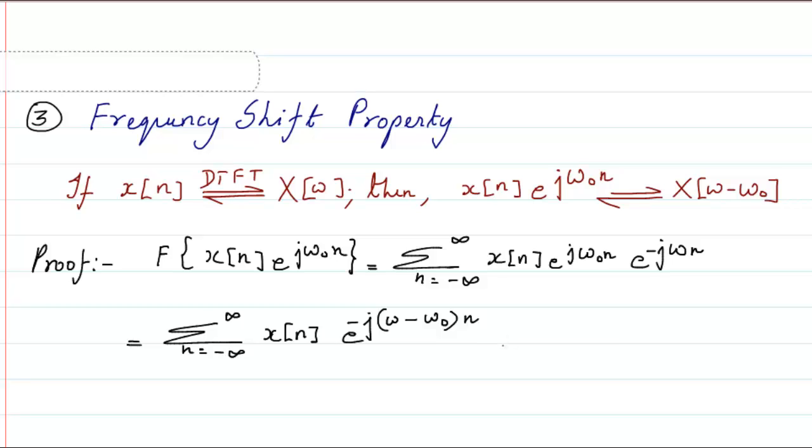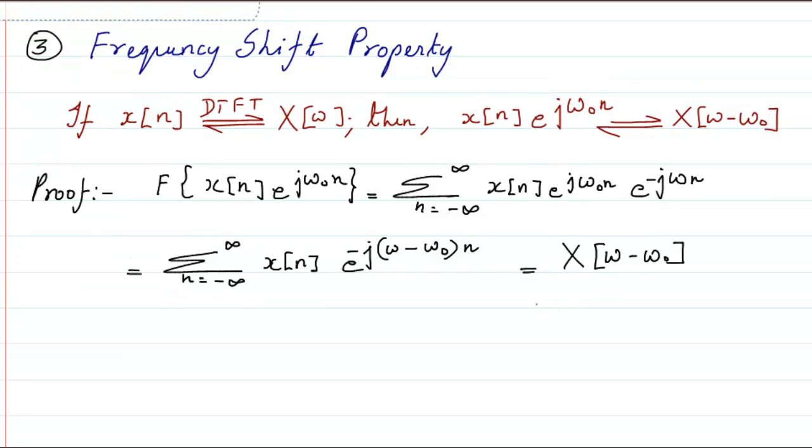So this is basically the Fourier transform of x of n, but instead of omega we are having omega minus omega naught, so I can write it as x of omega minus omega naught. Okay, so it's a quite simple property, hence proved.